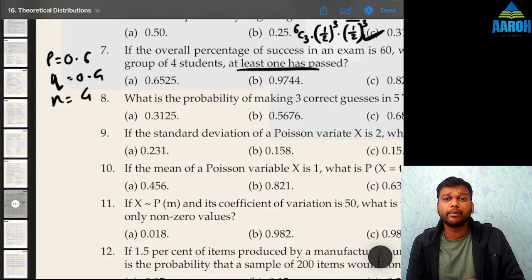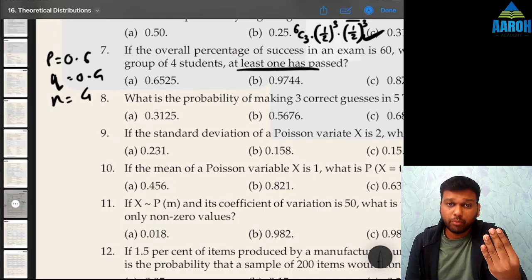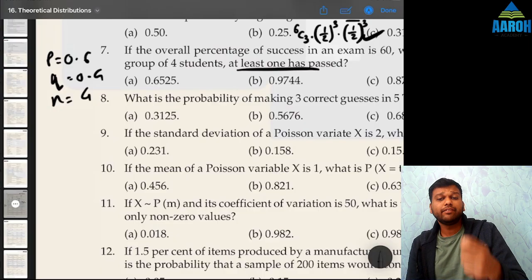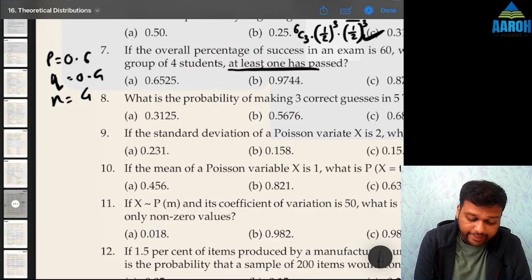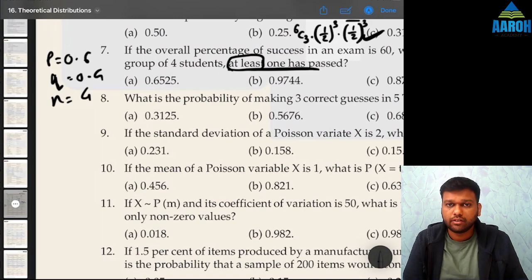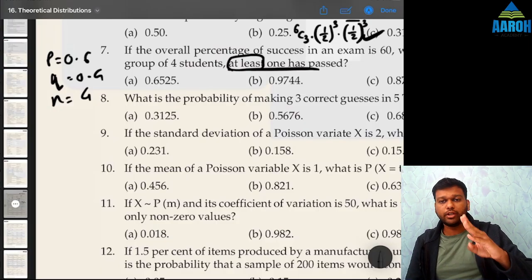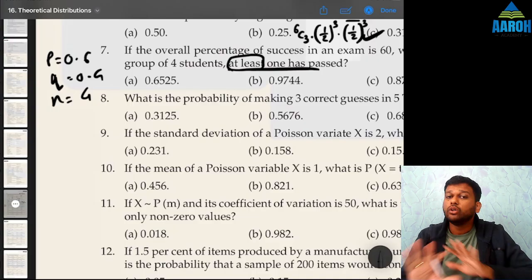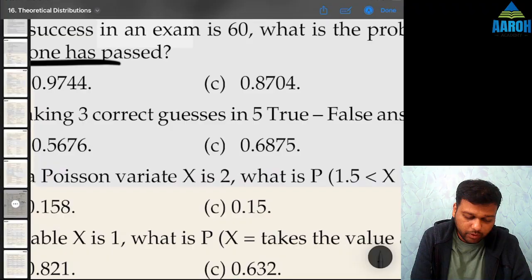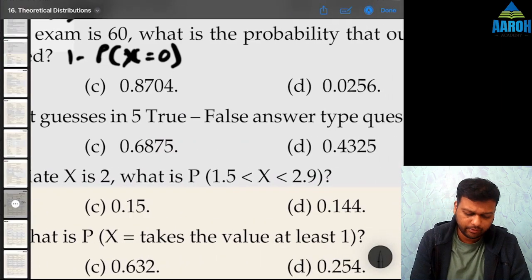So P is 0.6, Q is 0.4, and N is 4 students, right? Now they are asking the probability that at least one student has passed. That means either 1 or 2 or 3 or 4. Now this will take time to calculate, so don't do that. Whenever you see a question like this, at least something, try to see if the opposite will be faster. What is the opposite of at least one? At least one means 1, 2, 3 or 4. So the opposite of at least one means no one has passed. So what we can do is calculate 1 minus the probability that no one has passed, or x is equal to 0. Let's try to do that.